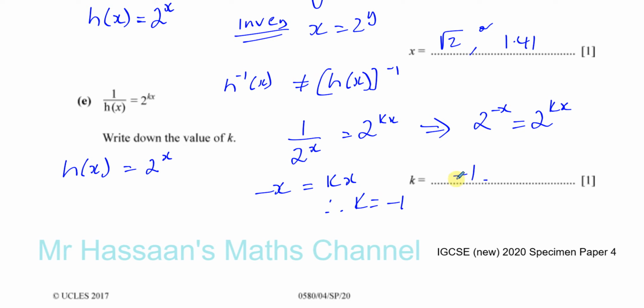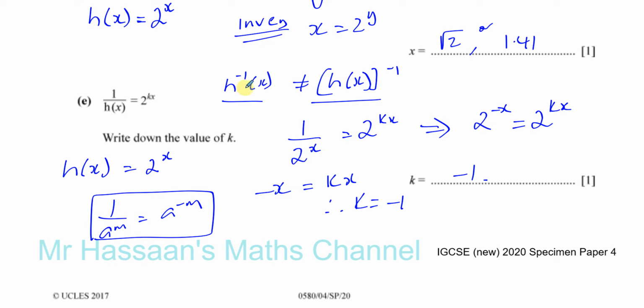Okay, so this is using the rule that 1 over a to the power of m is the same as a to the power of negative m. That's an important rule that we just used there. So don't be confused between this and this. This is the inverse, and this is the reciprocal. So this does not mean the inverse. So don't make that mistake.